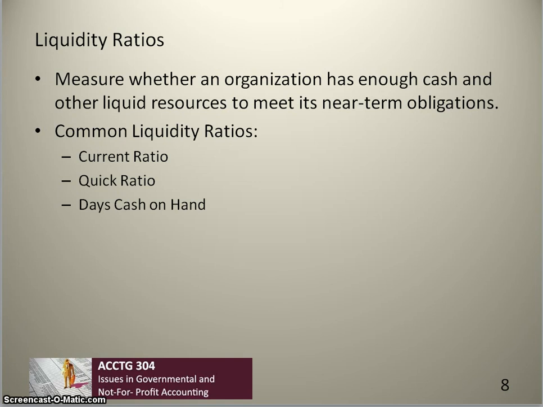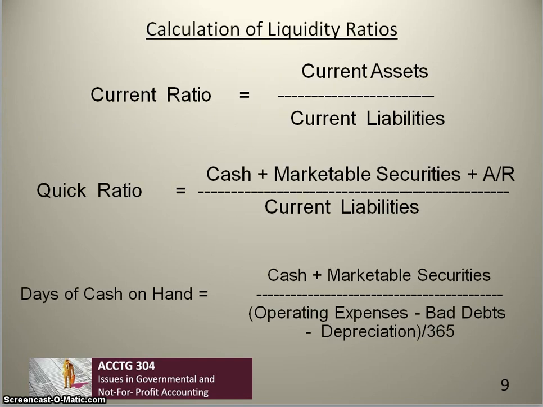Liquidity ratios. Liquidity ratios measure whether an organization has enough cash and other liquid resources to meet its near-term obligations. So can it pay its bills in the near term? Very common liquidity ratios include the current ratio, the quick ratio, and days cash on hand. This slide shows the common formulas used for these three ratios.